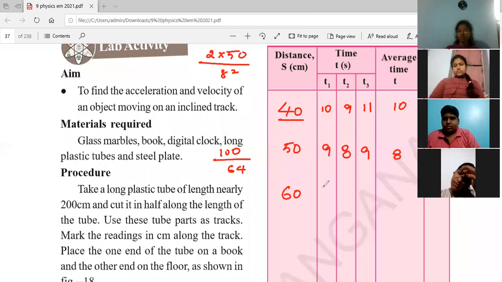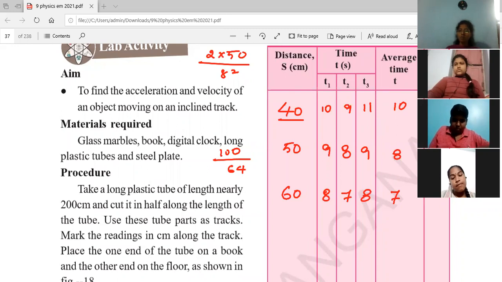And for example, 60. Assume that's 8, 7, something 8. You will get here 7, something like that. Again 2 into 60 by 7 square. This is 120 divided by 49. So you will get here 2.4 something. So assume that here we have taken 40 centimeter distance, 50 centimeter and 60 centimeter distance.